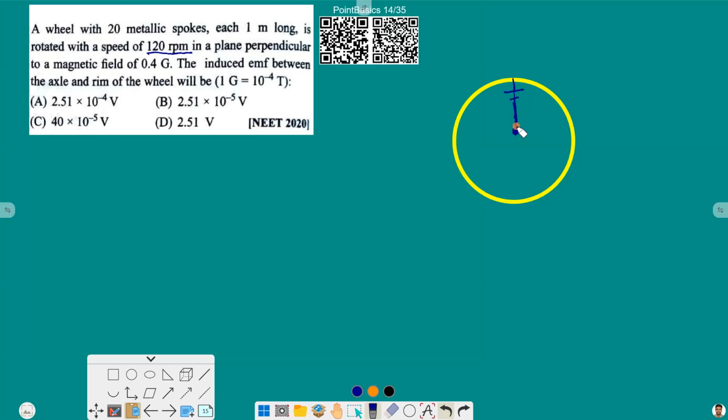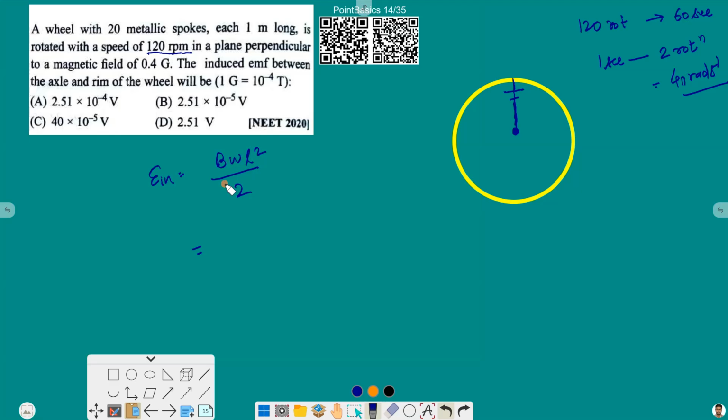The value of induced EMF when a conductor is rotating with angular frequency omega is given by E induced equals B omega L square divided by 2. We have the value of B, we have the length, and we have to calculate omega. It is 120 rotations per minute, or 60 seconds. So in 1 second there are 2 rotations, and each rotation is 2 pi radians. So it will be 4 pi radians per second, so omega is 4 pi.